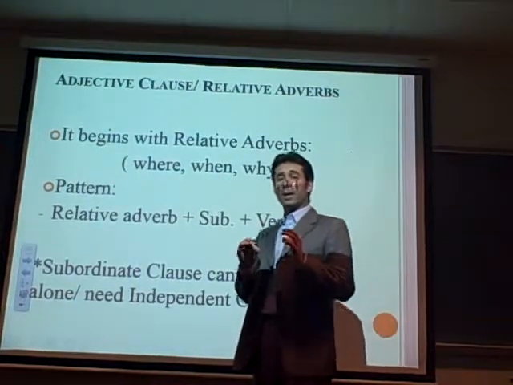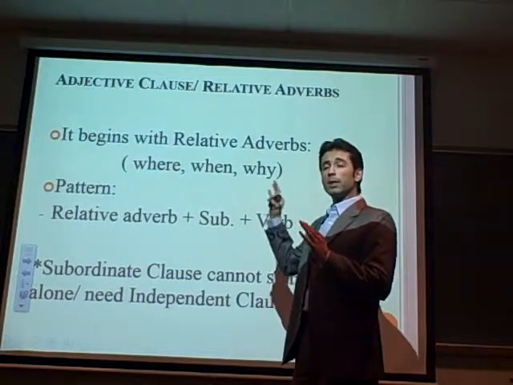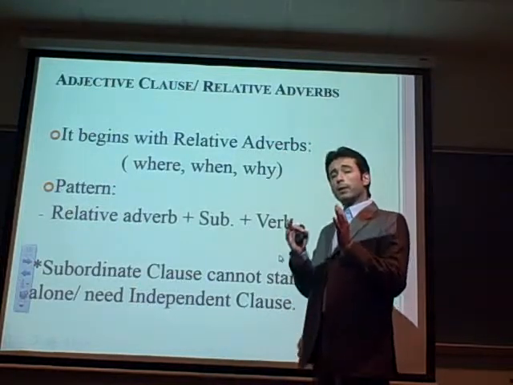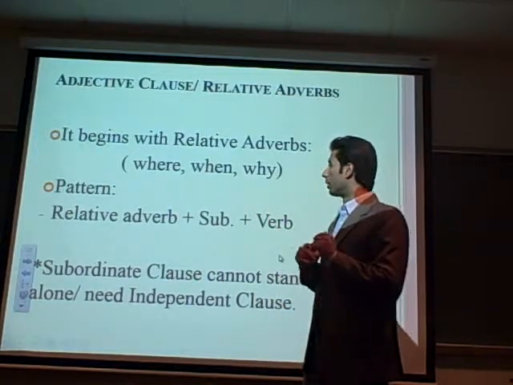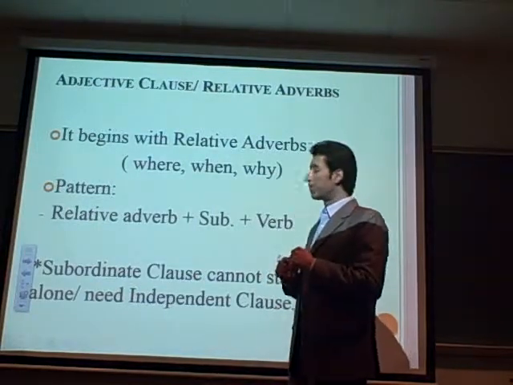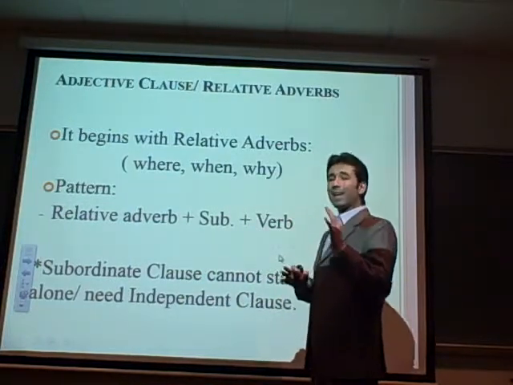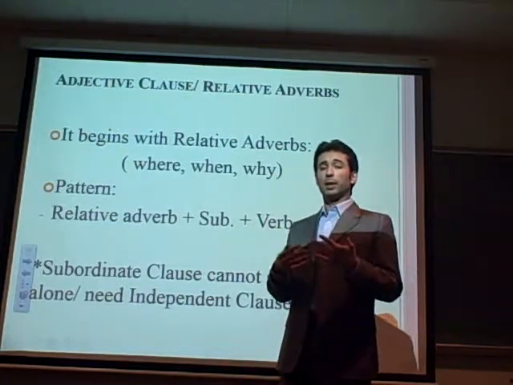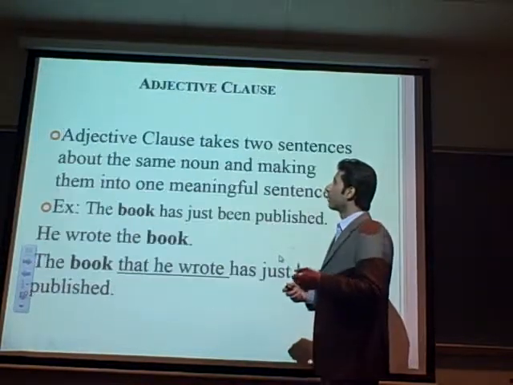So we have a dependent clause that starts with one of these, either a relative pronoun or a relative adverb, and then we have subject and verb, or in the case of a relative pronoun, we have verb only, because the relative pronoun is going to take the position of the subject. And we need to keep in mind that a subordinate or dependent clause cannot stand alone. So in this case, we need an independent clause in order to get a meaningful sentence, a full meaning or complete thought.